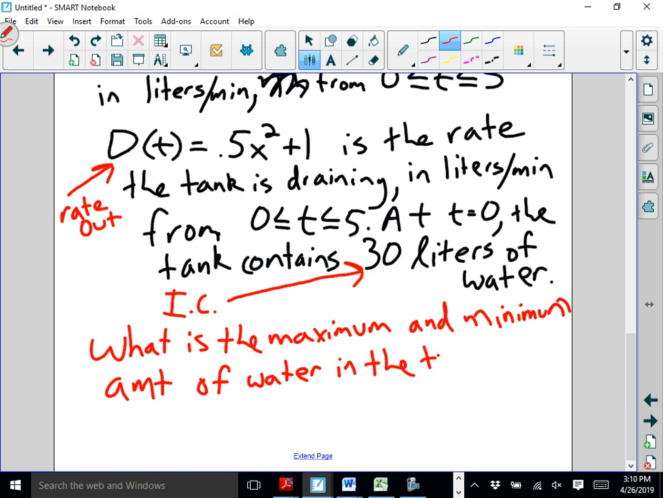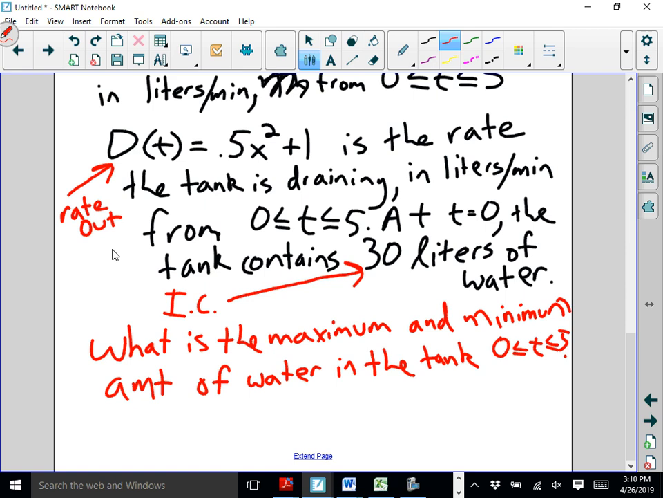On the interval 0 is less than or equal to t is less than or equal to 5. So that's our question. We want to know, what is the maximum amount of water in this tank? What is the minimum amount of water in the tank on the interval 0 to 5?